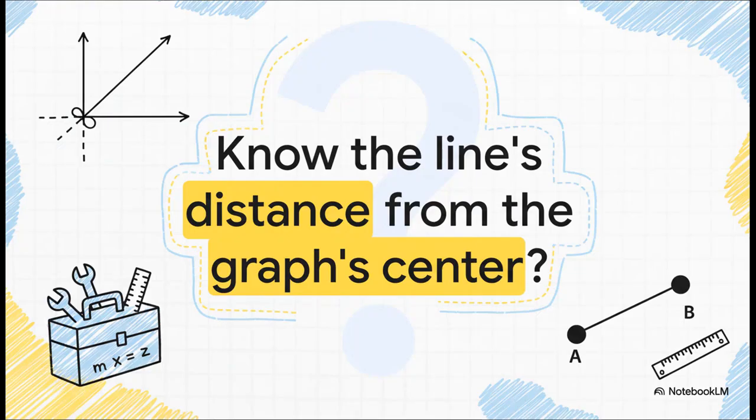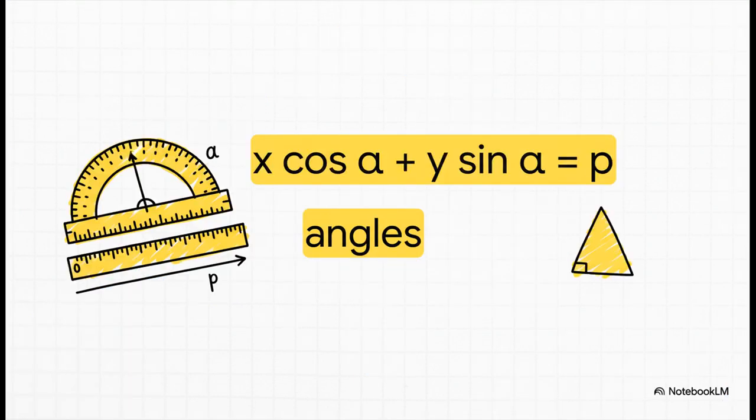All right, time for a more specialized tool. This is one you might not use every day, but when you need it, man, it's a lifesaver. What if the only thing you know about a line is its shortest possible distance from the origin, the very center of your graph? This is where the normal form comes in.